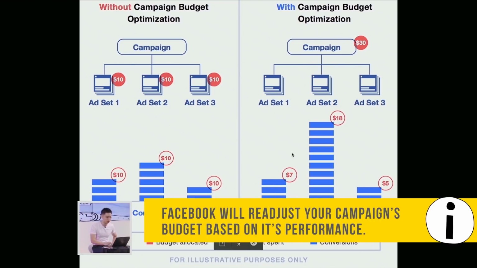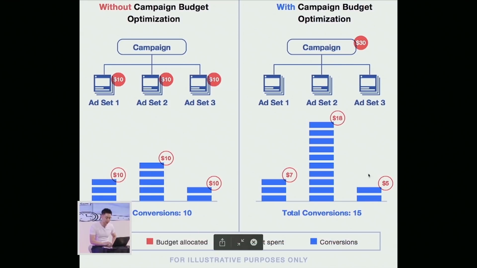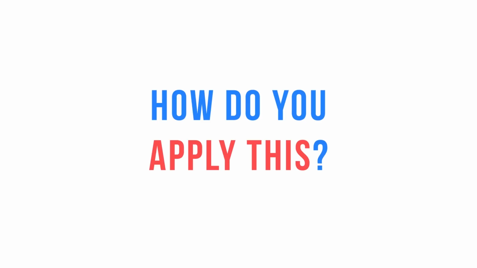So perhaps they could say, you know what, we want to spend $7 on ad set number 1, for ad set number 2 we're going to put more money in there because it's proven to convert better, whilst ad set number 3 doesn't work really well, so we're going to spend $5 on it. And as a direct result of that, you get more conversions. Okay, so that's what CBO is, having the budget set at the campaign level. So the question is, how do you apply this? Notice what we tested.